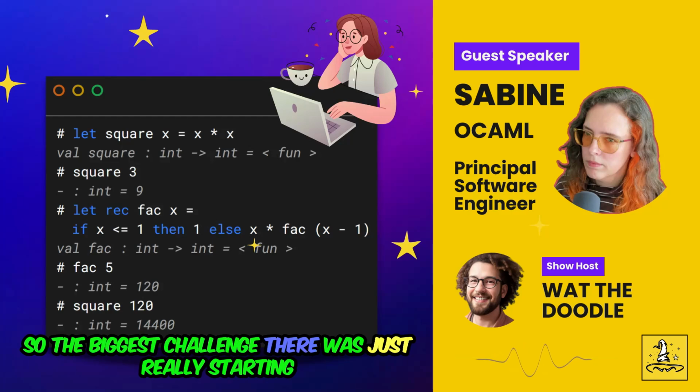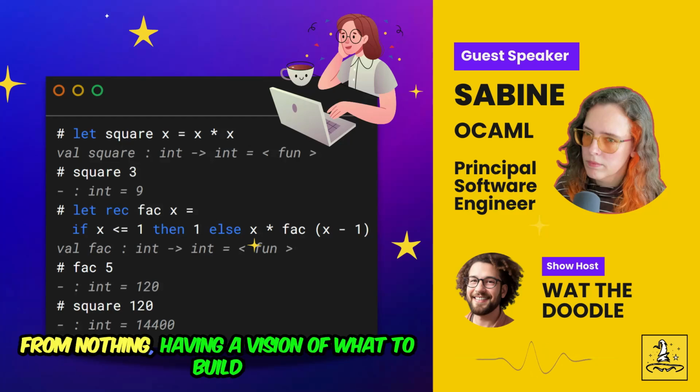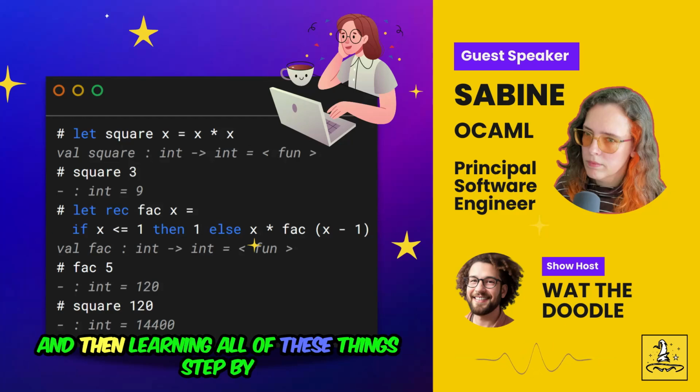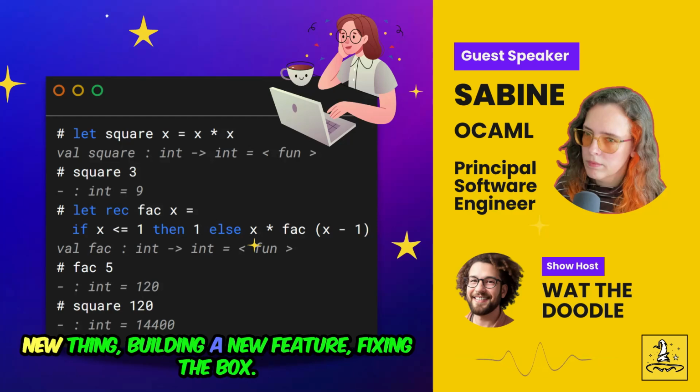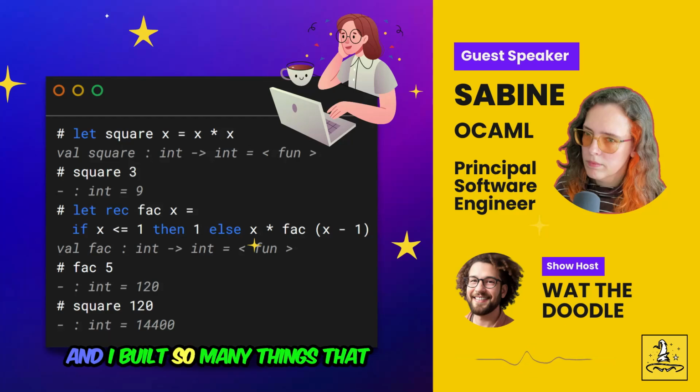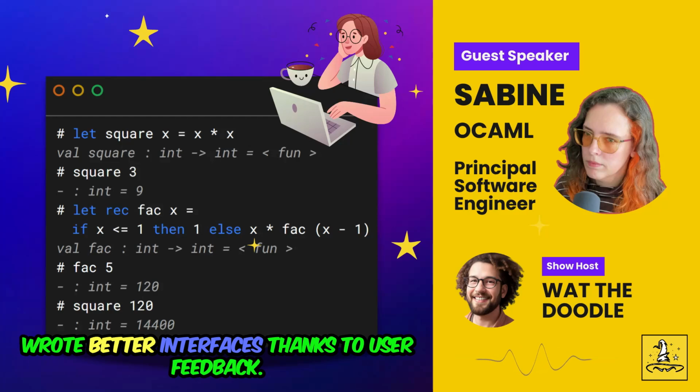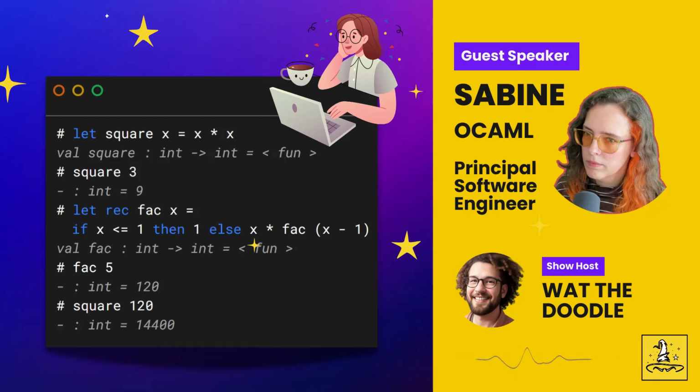So the biggest challenge there was just really starting from nothing, having a vision of what to build, and then learning all of these things step by step, putting in the work every day, learning a new thing, building a new feature, fixing the bugs. And I built so many things that users did not need nor want. So I wrote a lot of code and I threw away a lot of code. I wrote horrible interfaces and then I wrote better interfaces thanks to user feedback.